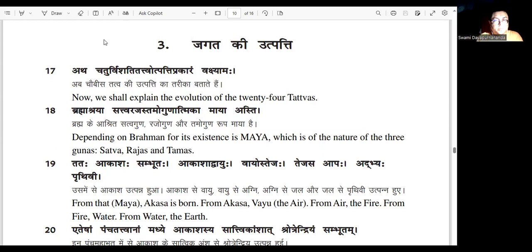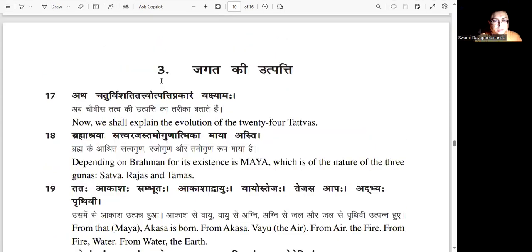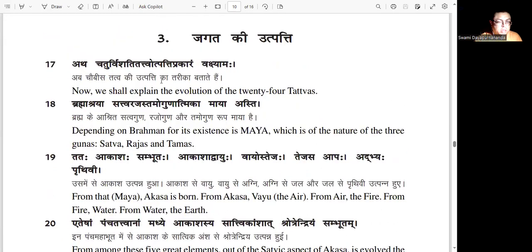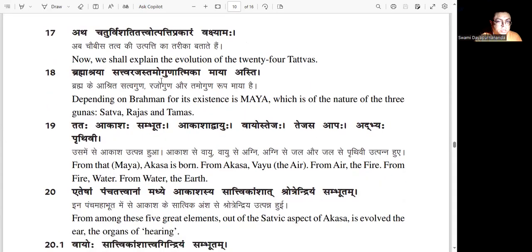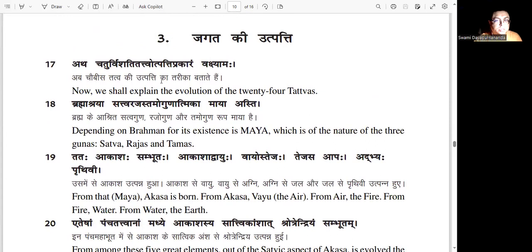Brahmasraya Sattva Rajas Tamagunatmika Maya Asti. Means Brahma Asraya Sattva Rajah Tama Gunatmika Maya Asti. He says, depending on Brahman for its existence is Maya, which is of the nature of three gunas, Sattva, Rajas and Tamas.